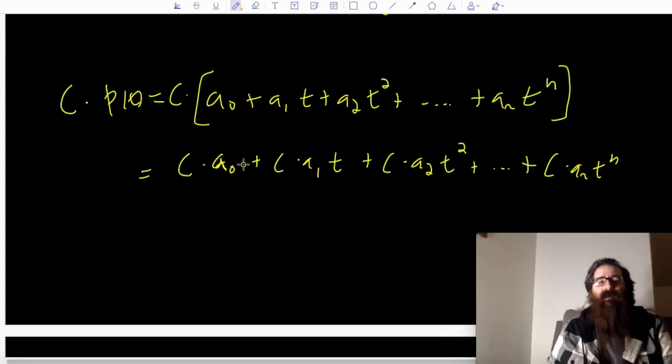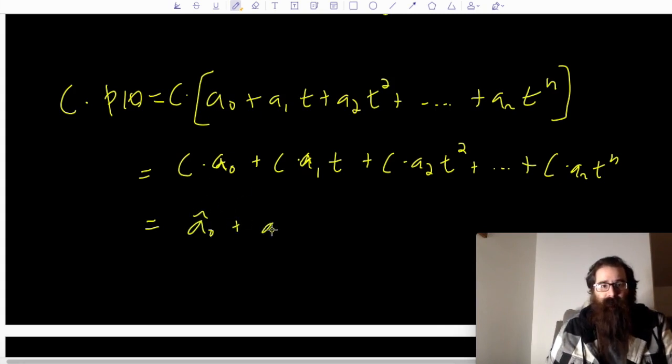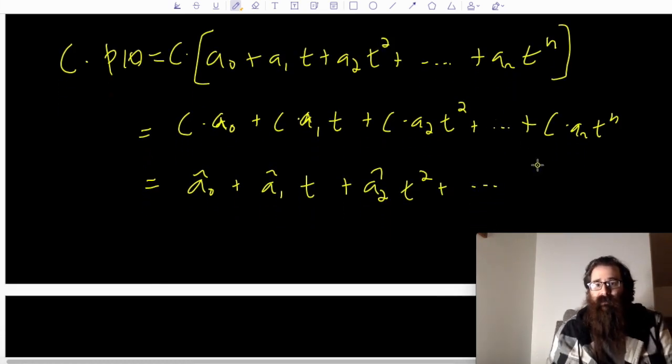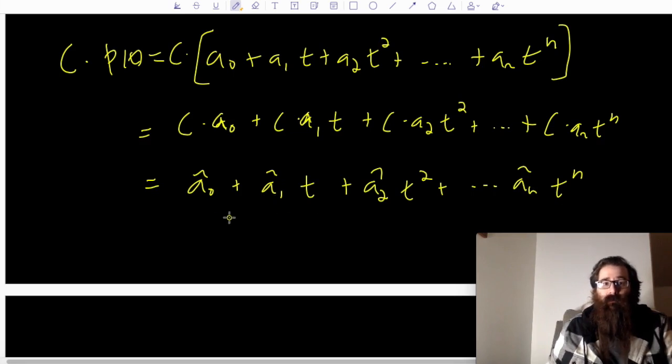And all of these values, where I'm taking a real number, some a0, a1, so on and so forth, and multiplying it by another real number, is going to give me a real number. So I could go ahead and give this a new nickname. I could use sort of party hats for my notation. I could say, well, a sub 0 hat plus a sub 1 hat times t plus a sub 2 hat times t squared plus so on and so forth plus a sub n hat times t to the n, where these are all real numbers.